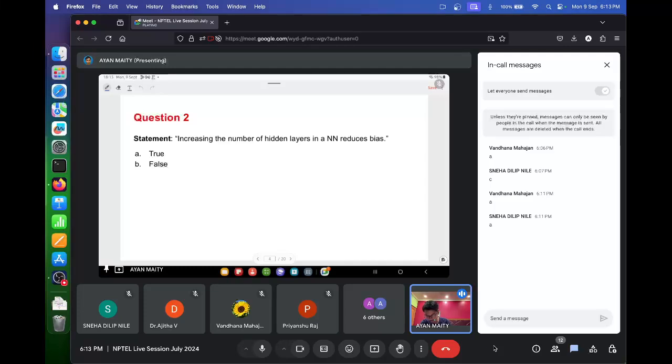The correct answer is true, option A. If we increase the number of hidden layers in a neural network, the model becomes even more complex. The complex model should have low bias, because we are increasing the complexity of the model, so it also increases the capacity of the model, so it can model the data much better, and it will generally reduce the bias of the model. So option A, true, is the correct answer here.